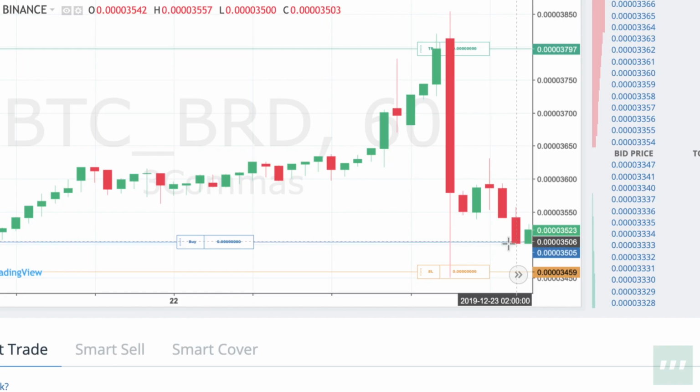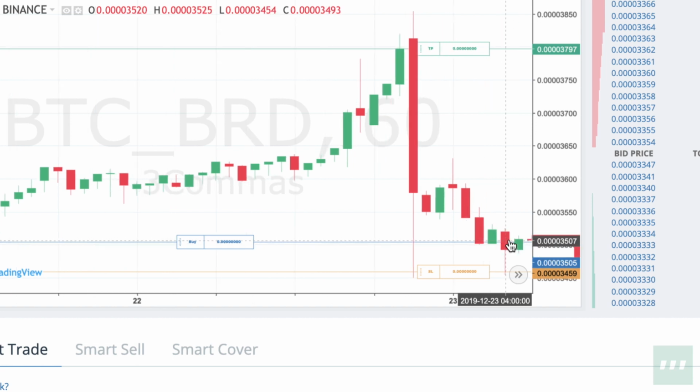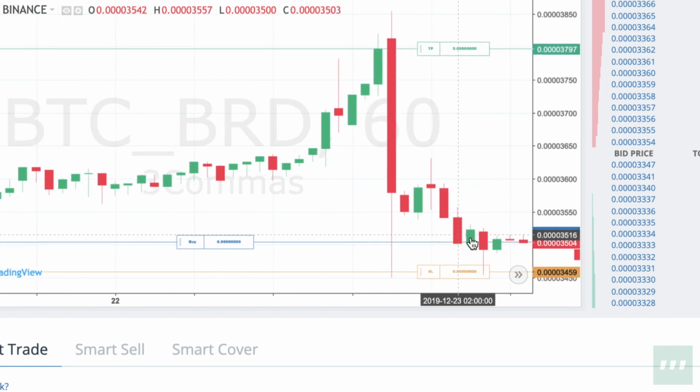A couple hours later, my buy order is filled. And a couple hours after that, the price falls down to my stop loss. My order, however, is still intact because the price did not remain below my stop loss for 5 minutes. It was just an instantaneous drop in price.